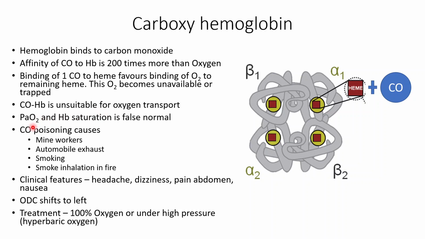Now, the partial pressure of oxygen and hemoglobin saturation give a false normal. Partial pressure of oxygen is the amount of pressure exerted by the oxygen which is there in the blood. There is no problem with the partial pressure of oxygen; that might be normal. And the hemoglobin saturation also is normal because hemoglobin is getting saturated with oxygen. But it is not correct, because the oxygen which is binding to these three heme groups is not available for giving to the tissues. So even though the saturation is normal, yet it is false.